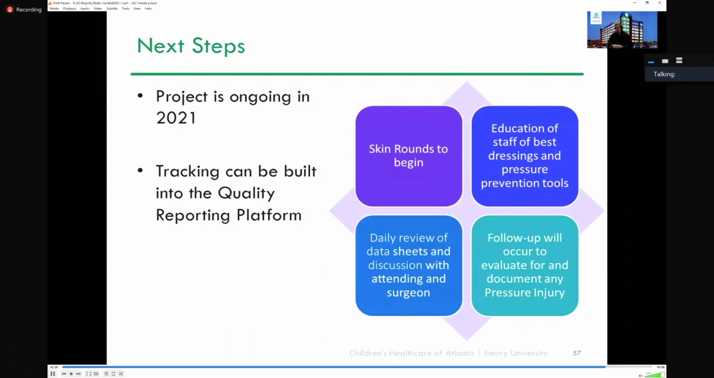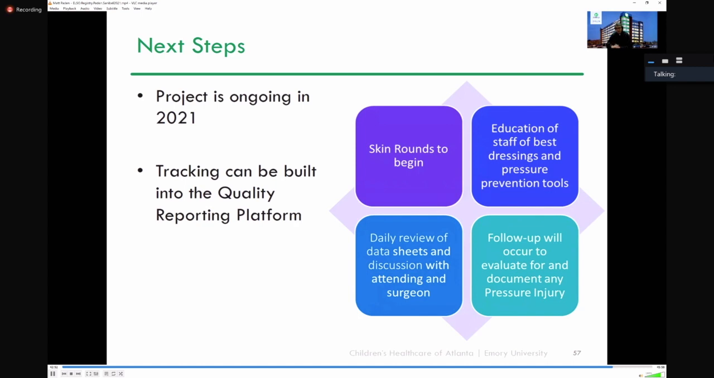Now, I can't provide you a wonderful tie-up to this story because this is actually our current quality improvement process that we're doing. And so the skin rounds have begun. We've done our education of the staff. We're doing daily reviews of these data sheets, and this follow-up is going to continue over time. And so we'll do that PDSA cycle and then be able to report back on what we found and whether we were able to improve.